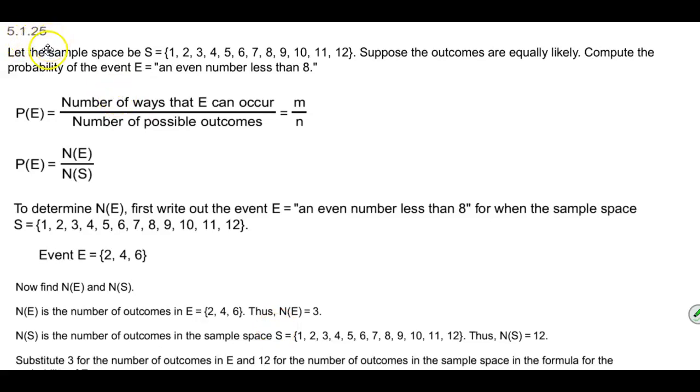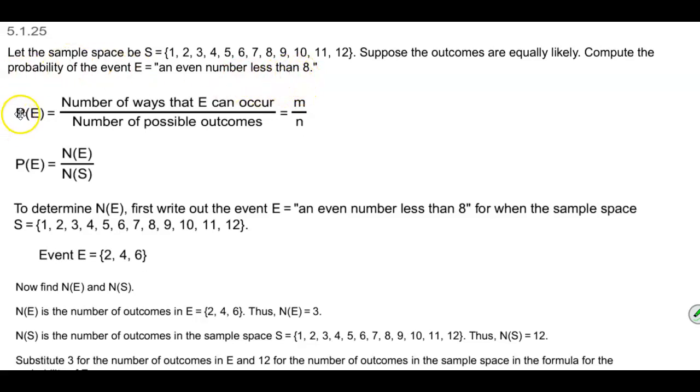Okay, now for 5.1.25, the question states that the sample space S is equal to 1 all the way through 12. So these are the numbers that are in the sample space S. Now suppose the outcomes are equally likely. We want to compute the probability of the event E, which is equal to an even number less than 8.